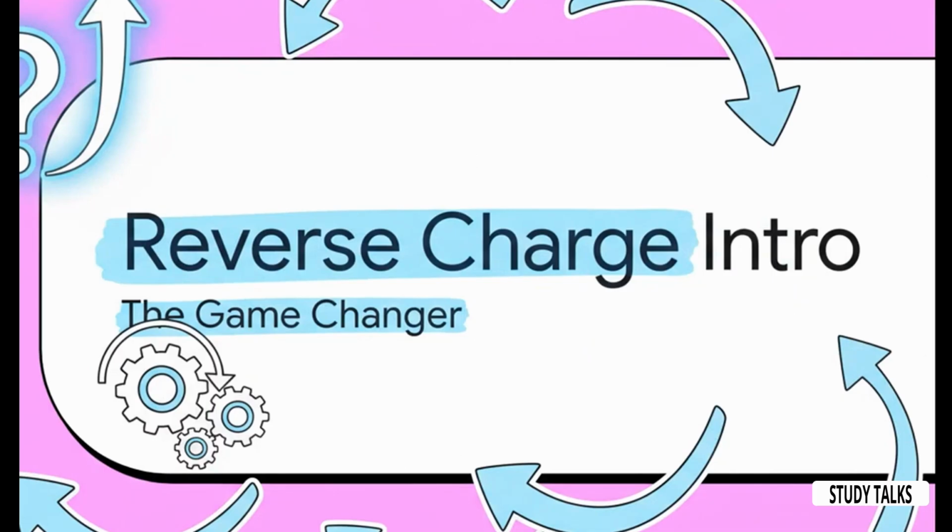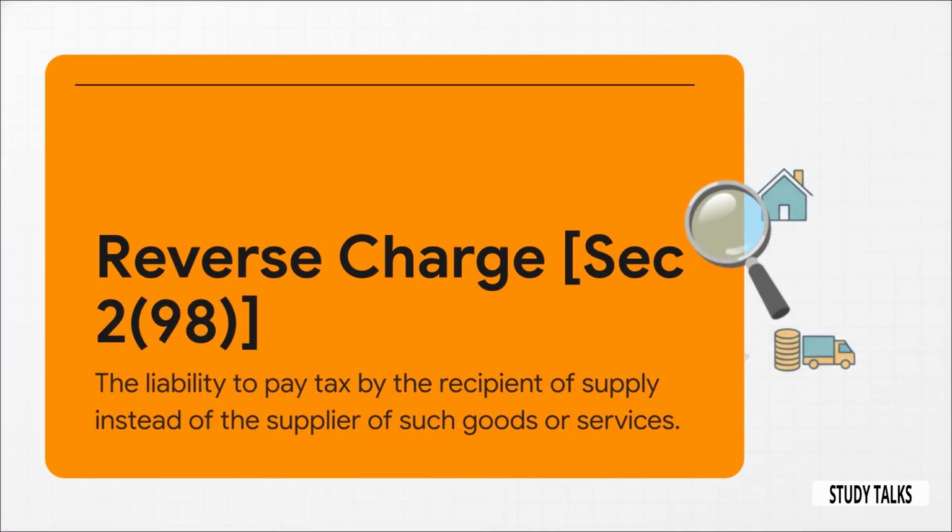So this whole twist has a name. And honestly, it's a total game changer for your GST paper. It's called the reverse charge mechanism, or RCM for short. And here's the official definition. But don't worry, it's not as scary as it looks. Section 2(98) just says it's when the liability to pay tax falls on the recipient instead of the supplier. That's really it. The name says it all. The charge is literally put in reverse.